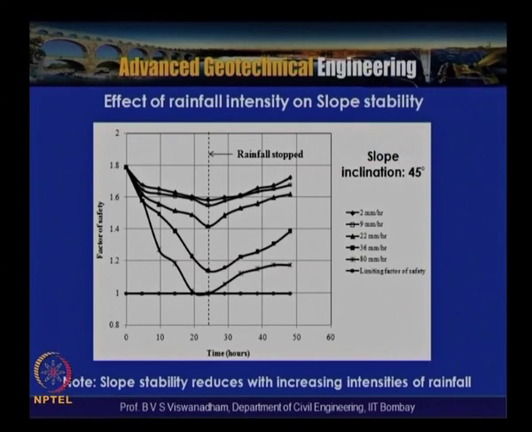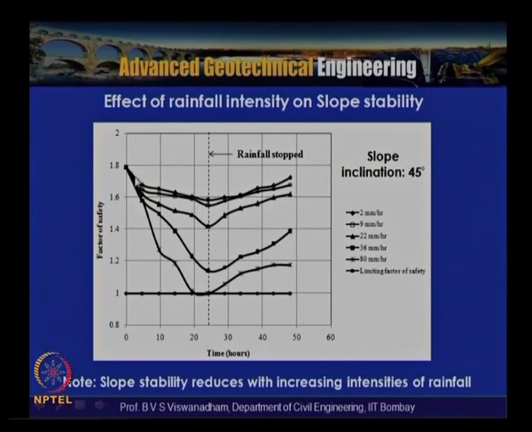In this particular slide it can be seen the effect of rainfall intensity on slope stability. Factor of safety is plotted on the y axis and time in hours on the x axis. This is the threshold factor of safety, or 1, which is marked here. For a slope, the rainfall is allowed up till here. That means the duration of the rainfall is from here to here.